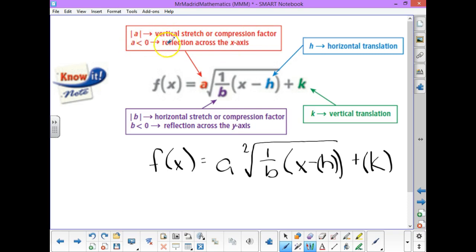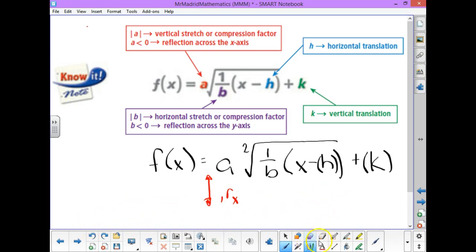When A is less than 0, there's a reflection across the x-axis. So I'm going to see if I can match colors here. That's in red. So for this one, we're going to use this symbol, up and down, since it's a vertical stretch or compression. And when we need to refer to a reflection across the x-axis, we'll simply introduce an R with an X subscript.